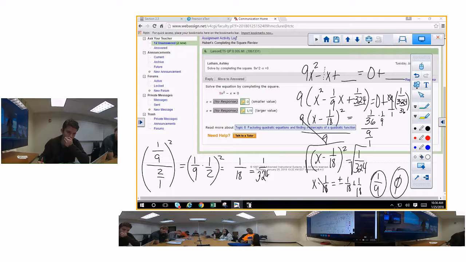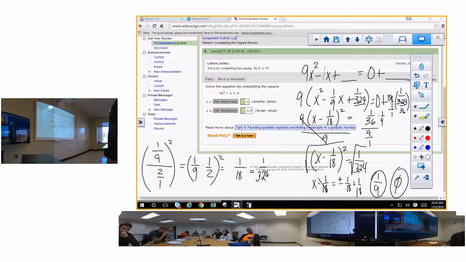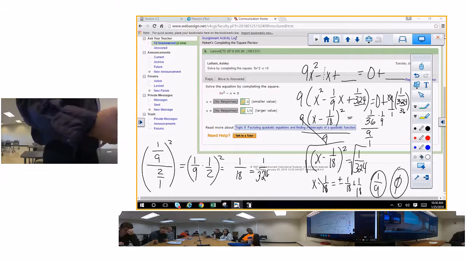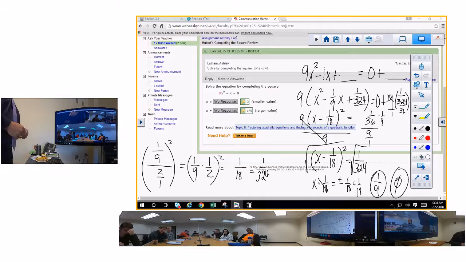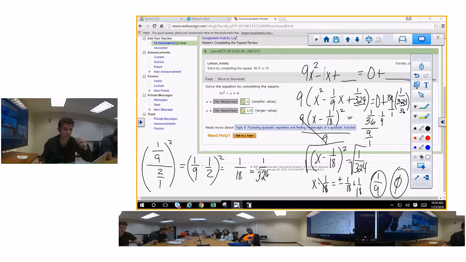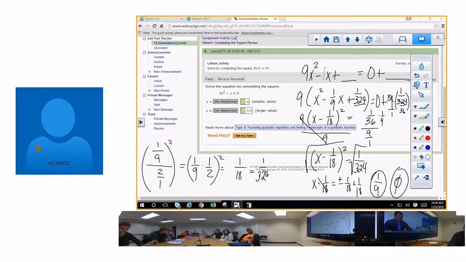On a scale from 1 to 10, on being able to master completing the square, with 1 being, no, it's not important, and 10 being very important, it's an 11.5. Same thing with rationalization. Capiche? Capiche. All right. I'm not even Italian.